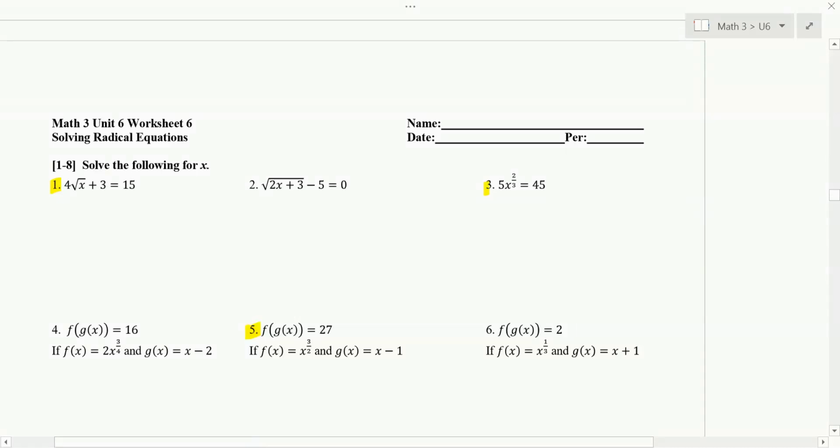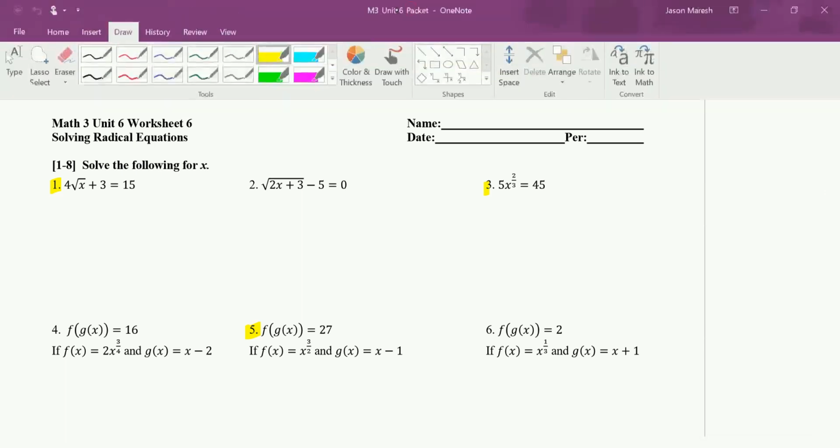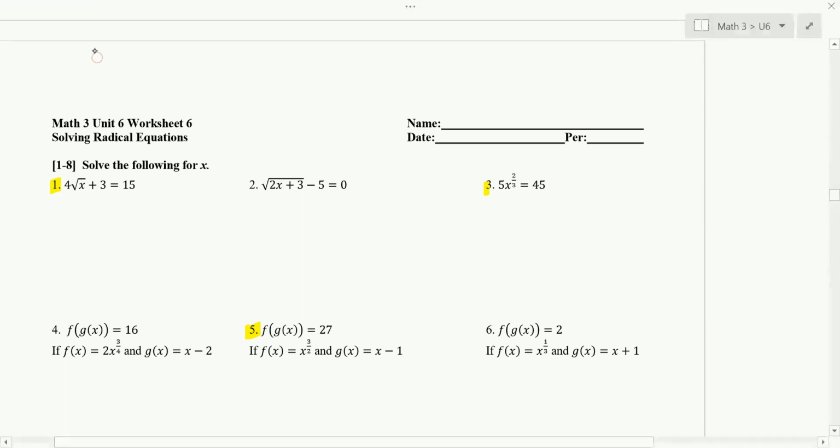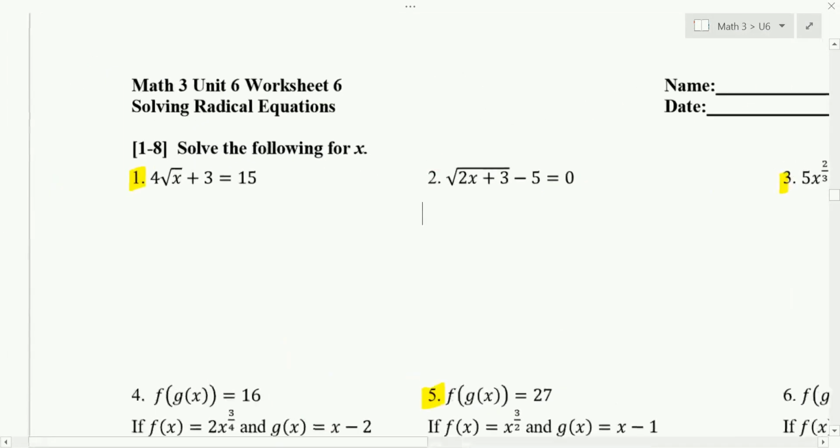We're going to go through some of the Math 3 Unit 6 Worksheet 6 problems on solving radical equations. So number 1, we are asked to solve the following for x.